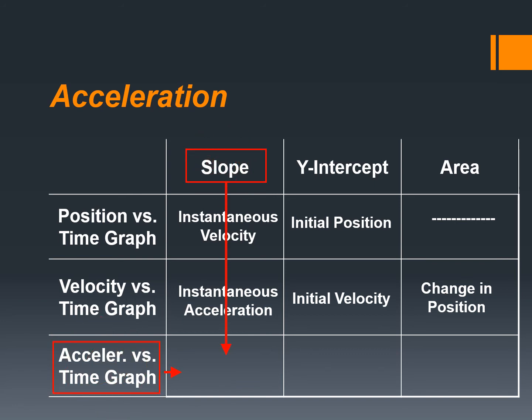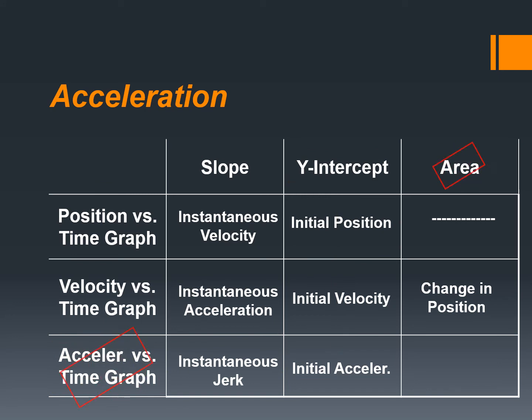Alright, so the slope of an acceleration versus time graph, well, that's a term we call jerk, instantaneous jerk. And if you have a changing acceleration for some reason, or a jerk that's increasing or decreasing, then that's just a jerk at that moment. The y-intercept for an acceleration versus time graph, if for some reason we do have a changing acceleration, is going to be the acceleration at 0 time, which we call initial acceleration. The area of an acceleration versus time graph we haven't really talked about, but hopefully the pattern is showing up.